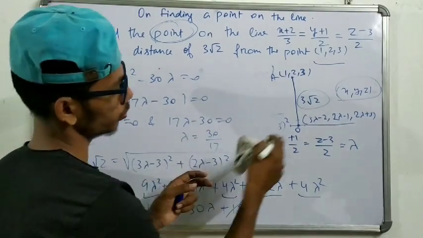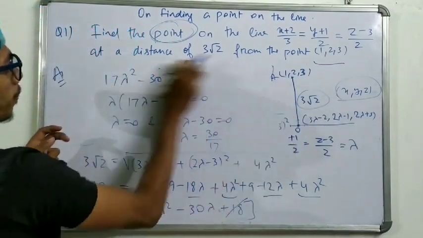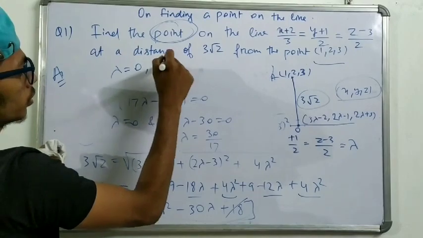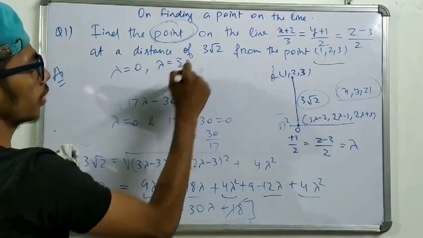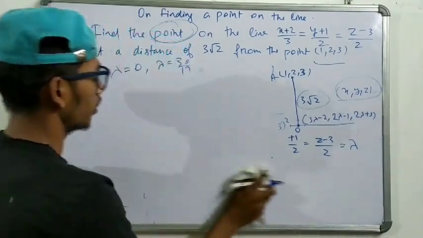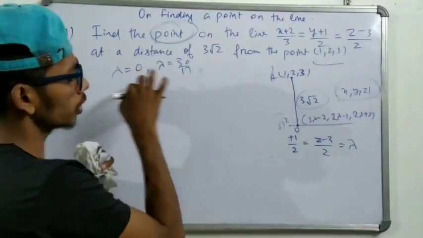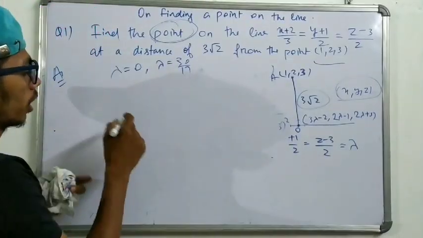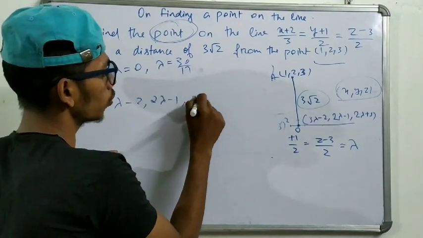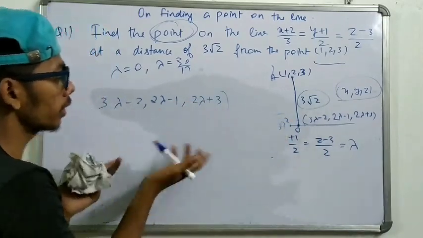Okay, and then you just put the values of lambda into this coordinate. So what is the value of lambda? Lambda equals 0, and lambda equals 30 by 17. Okay, we just cross checked whether we have done correctly or not. So see, we are asked to find the point, and the coordinate of the point is this, and just put the value of lambda, get the point, and that will be your answer. So what is my coordinate? Like 3 lambda minus 2, 2 lambda minus 1, and 2 lambda plus 3. So this is my point, you can say also.